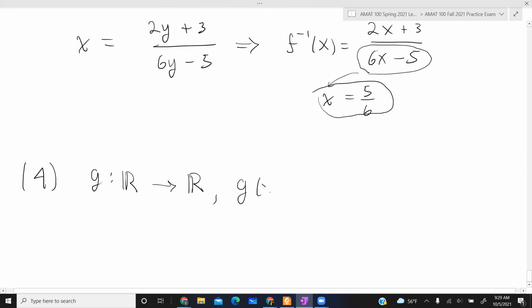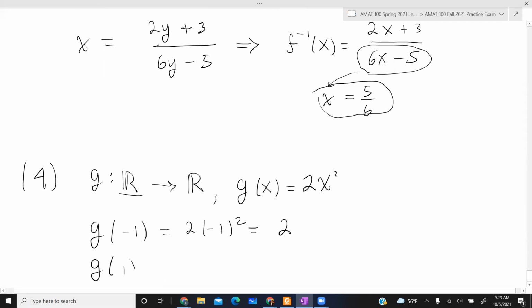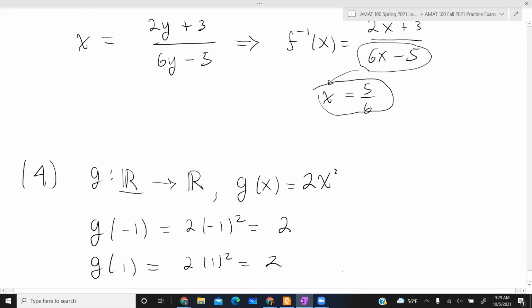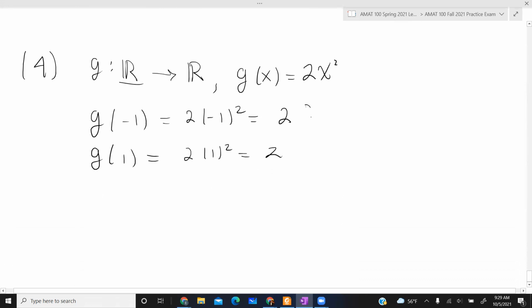We're basically dealing with a variant of the x squared function, 2x squared. And since we're talking about the whole real line, it's of course going to be far from injective. So I just take -1 and plug it in. -1 squared is 1, I get 2, and if I plug in 1, I get 2 times 1 squared, that's 2. That one calculation alone implies that G is not injective.